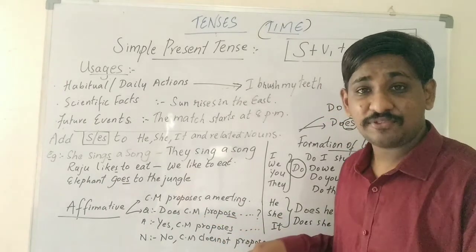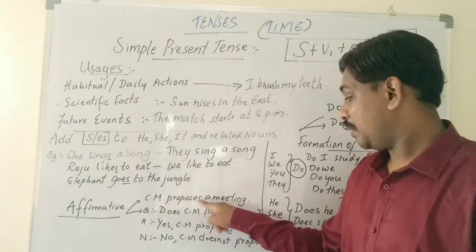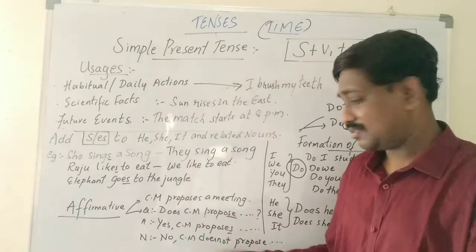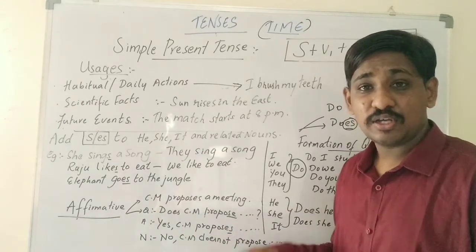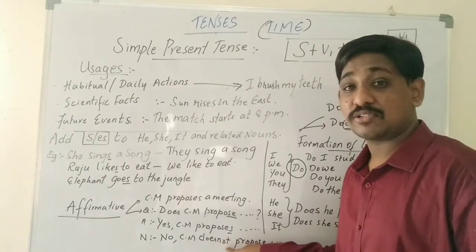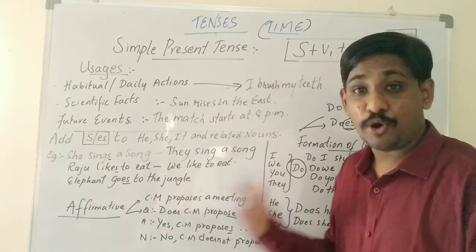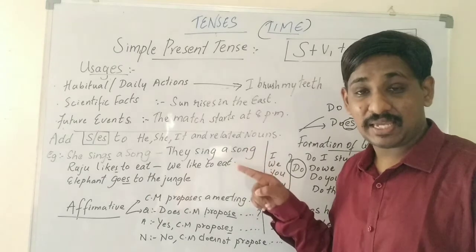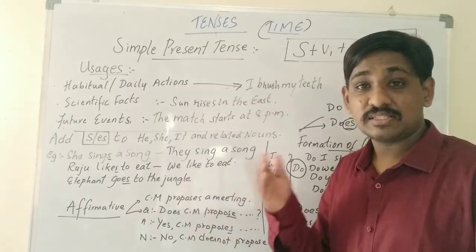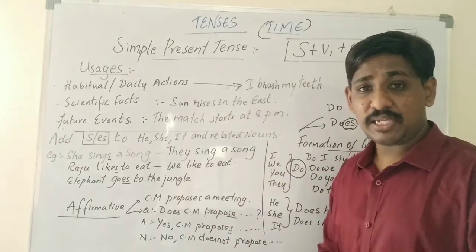What is affirmative? Yes, CM proposes a meeting. That's it. What is negative? No, CM does not propose a meeting. Does is there? That's why you don't use yes there. No, CM does not propose a meeting.